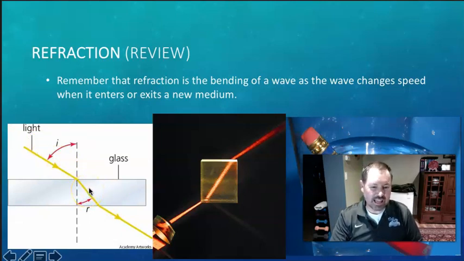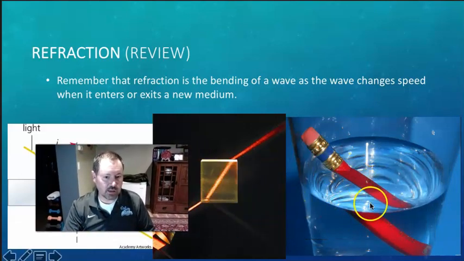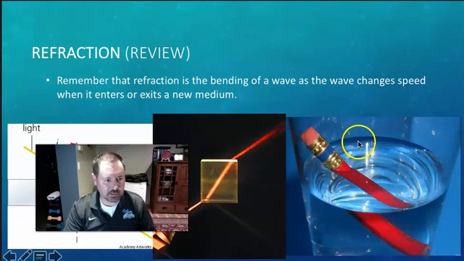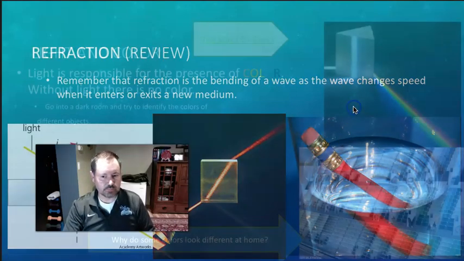In that way, light actually kind of acts like a particle, right? Because it's got to go through something, which slows it down. Here's another image of refraction. And here's another image of refraction. Notice you can see a pencil and it looks like it's broken, but it's really not. It's just because of refraction.